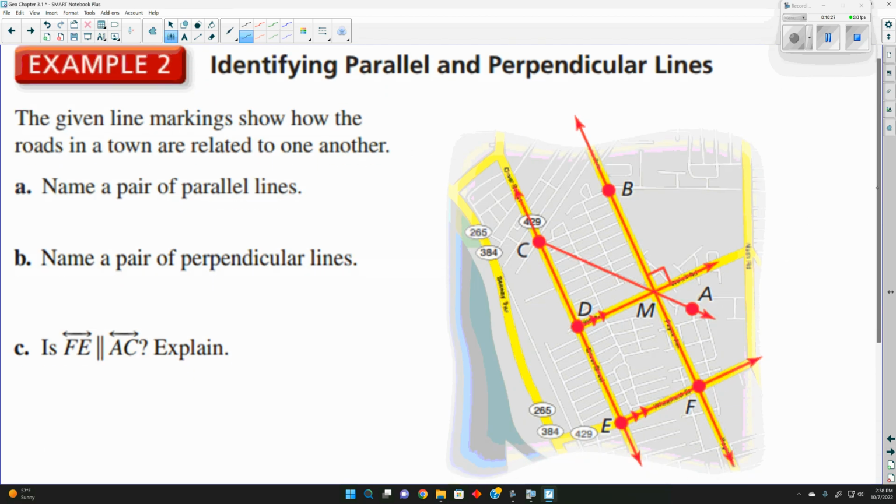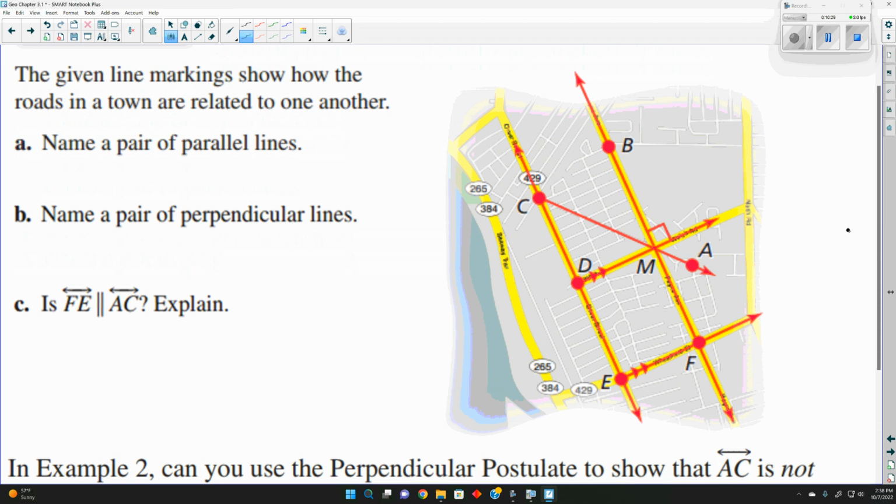So if we look at this first example here, the given line markings show how the roads in a town are related to one another. Name a pair of parallel lines. So for our parallel, we do have those two arrows, line BF and line C. These here tell us that the lines are parallel.